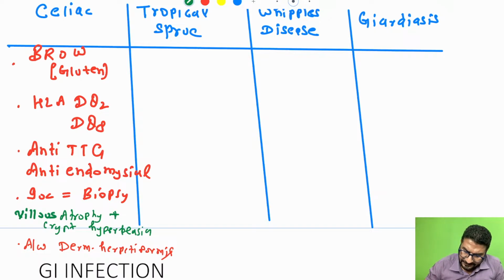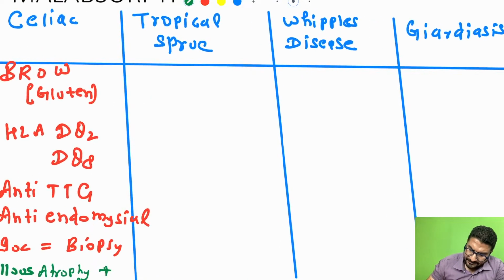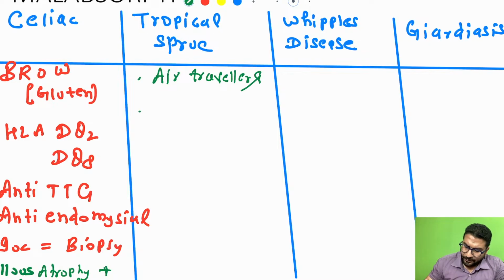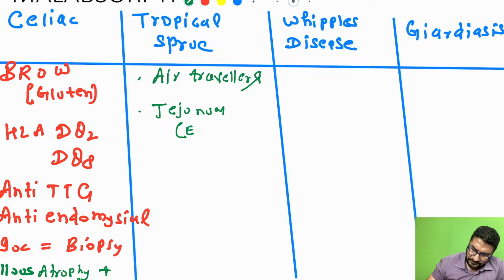So tropical sprue, understand here what they will ask you. Remember, they will ask you, this is something which is commonly seen in air travelers, frequent air travel to tropical countries. Tropical sprue will mainly affect the jejunum, and it is due to excess accumulation of E. coli. So understand this thing.